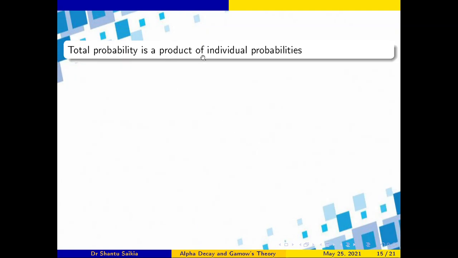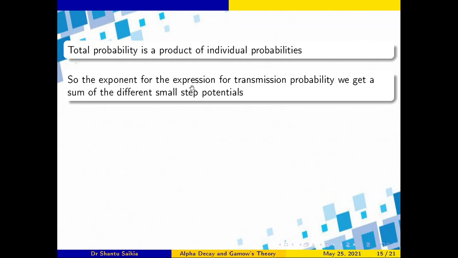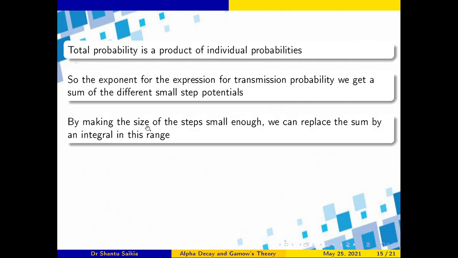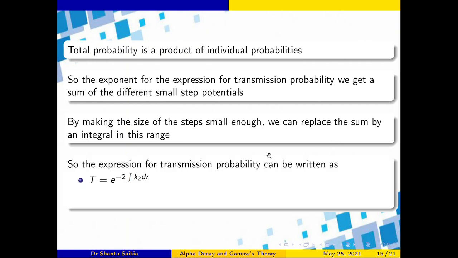So the total probability is a product of individual probabilities. In the exponent of the expression for transmission probability, we get a sum of the different small step potentials. By making the size of the step small enough, we can replace the sum by an integral in this range. So the expression for transmission probability can be written as e to the power minus 2k2 dr, where dr is the width of the small step.